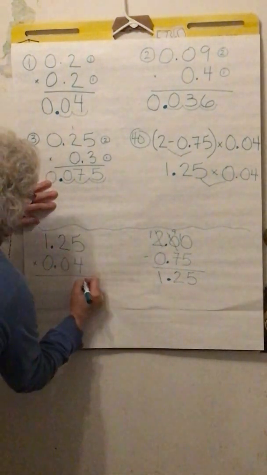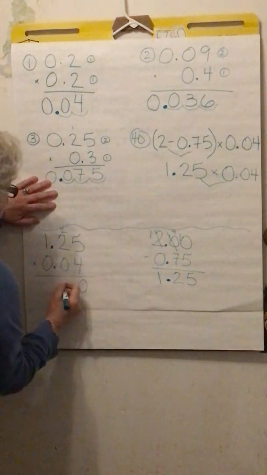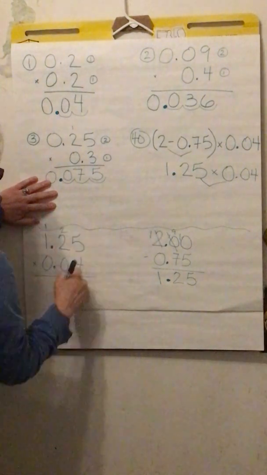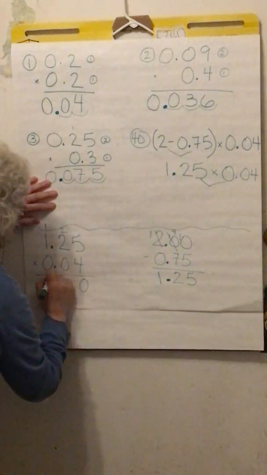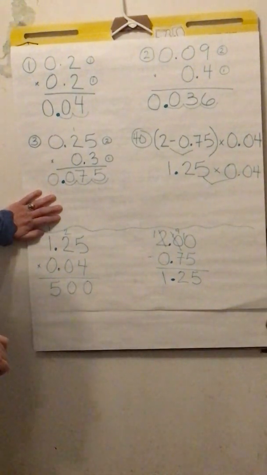4 times 5 is 20. Carry my 2. 4 times 2 is 8. Plus 2 is 10. Carry my 1. 4 times 1 is 4. Plus 1 is 5. 500 is in my product line.